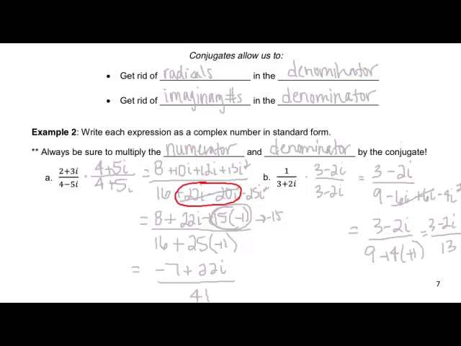Now another way we can write this, we actually need to write it like this in order to simplify if possible. So we can break it up like we've talked about before. So this is the same as 3 over 13 minus 2i over 13. So we can write it either way. However, we need to make sure that we split it apart if we can see that something can be simplified. So again, we multiply by the conjugate in order to get rid of our radicals or imaginary numbers in the denominator.